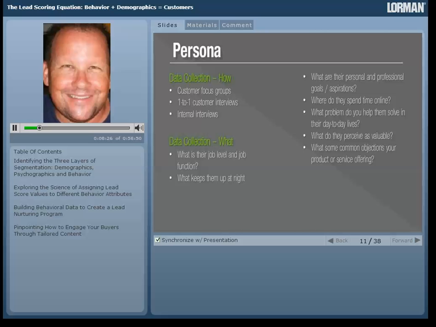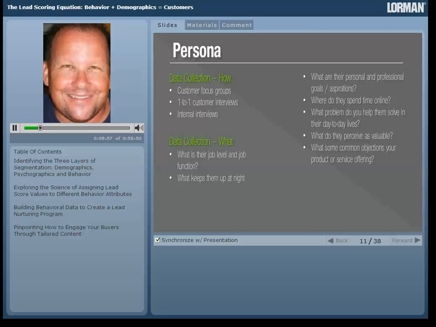What problems do you help them solve in their day-to-day lives? So how does your product help them in their day-to-day life? What does that look like? And what do these people perceive as valuable? And also, what are some common objections to your product or service offerings that this type of person might have to buying your product? So those are a couple of probing questions to consider. This is just a starting point, but they're a good start to begin delving into the areas where you might find some good psychographic data.